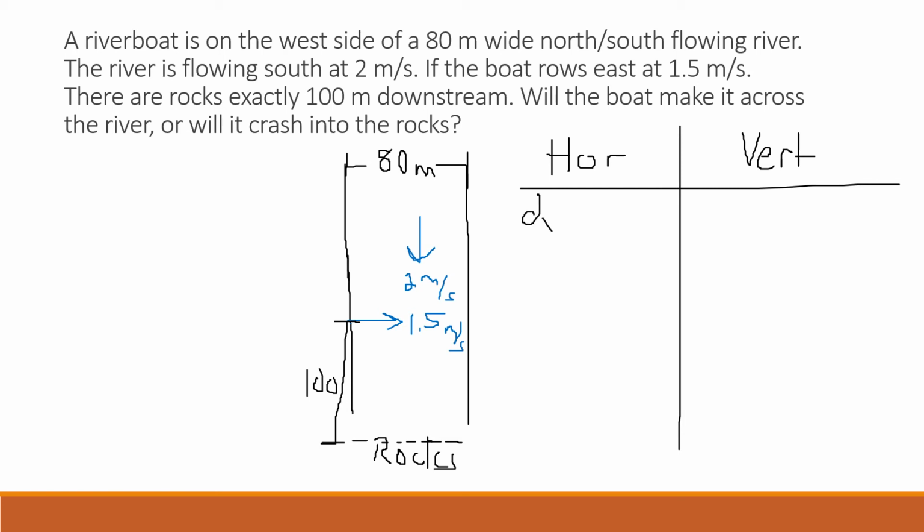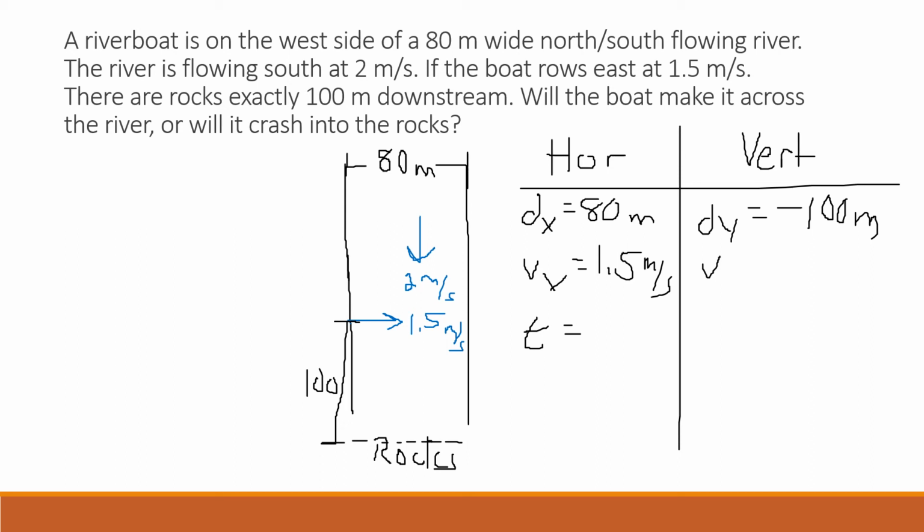Okay, my dx is 80. My Vx is 1.5. Okay, and I have a time. I haven't calculated it yet, but I can. My dy, I guess it's negative 100. And my Vy is negative 2, because it's going south. And what is its time?